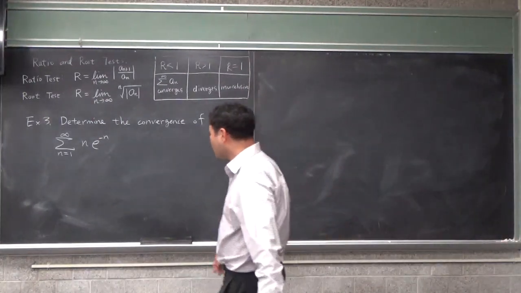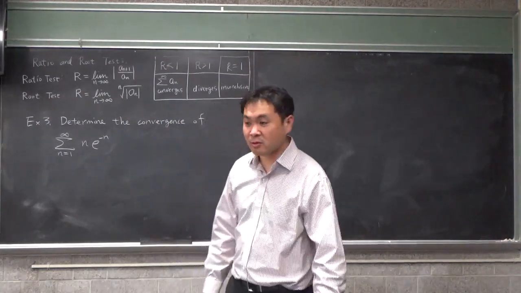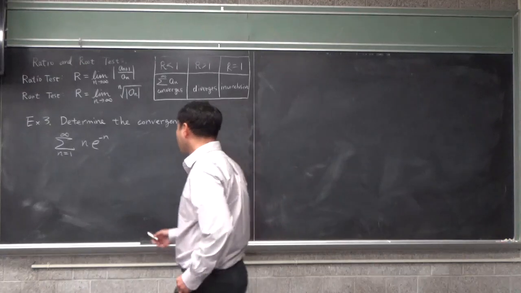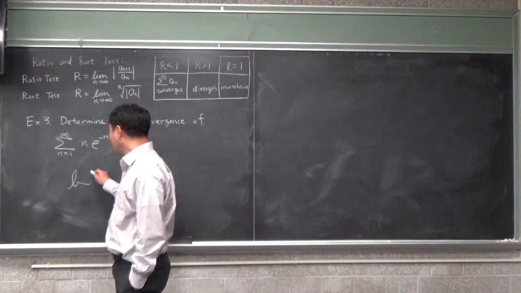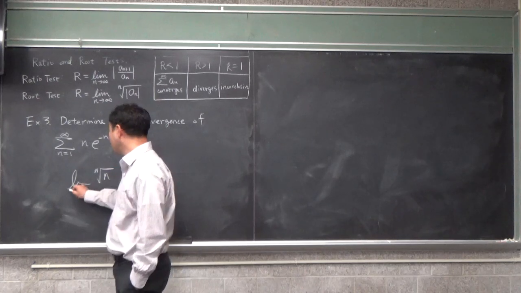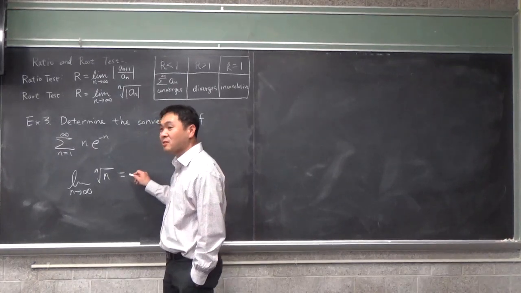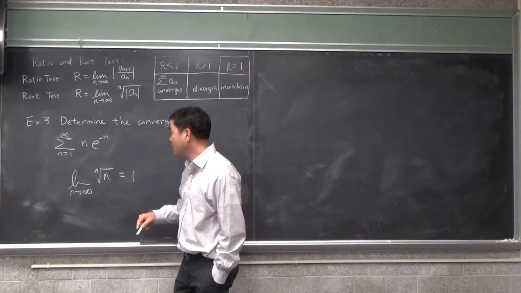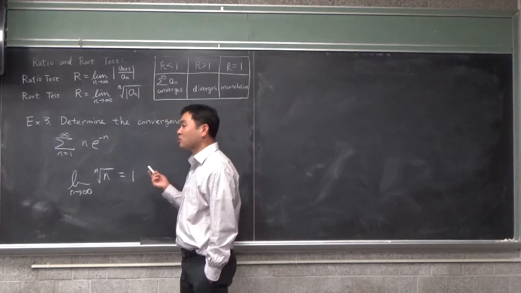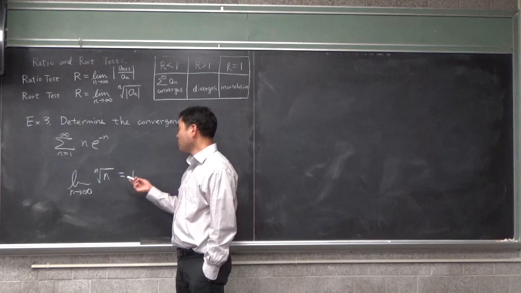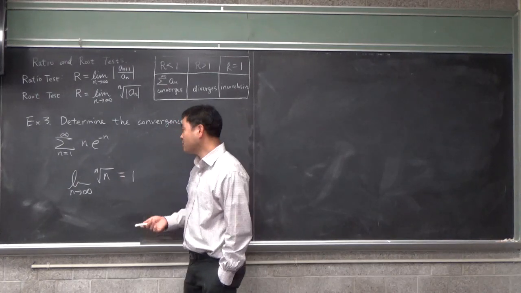Okay, so this example, you can do it with either the root test or the ratio test. It depends on whether you know this result or not. If you know that the limit of the nth root of n as n goes to infinity is equal to, what is this limit? 1. We proved it earlier, right? If you know this result, then the root test is a lot easier. If you don't know, then you have to derive this, so it takes more time, so it's actually easier to use the ratio test. Okay?